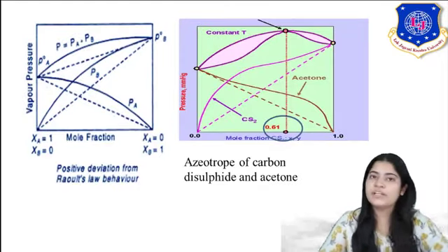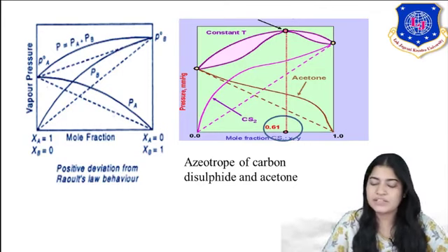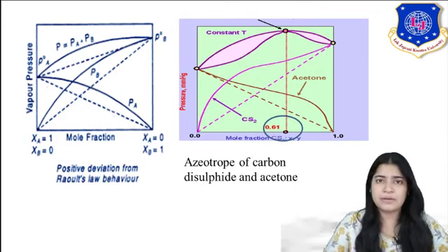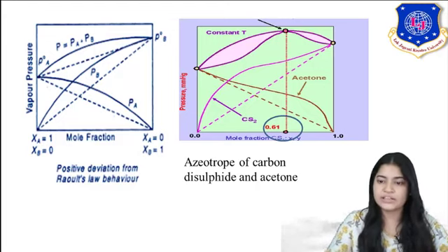So at 0.61 my azeotrope is formed, and from the PXY curve you can see that the difference between the bubble point and dew point curve is 0 now. Both the curves, bubble point and dew point curve, are merging together.